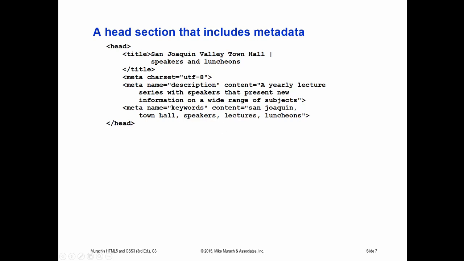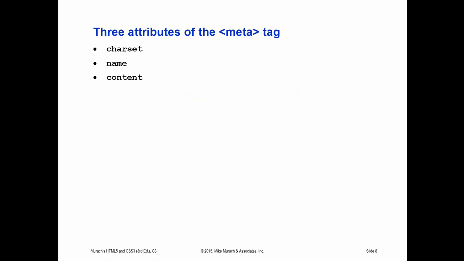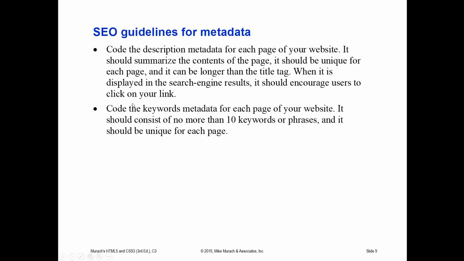All right? And these keywords, these are the words that when the search engine comes in and goes through your website, and that's referred to as spidering your website, the search engine is going to go through and make sure you are using those words. All right, so I mentioned charset to you already. Code the description for each page of the website, which should summarize the contents for that page. Code the keywords with no more than 10, unique for each page.